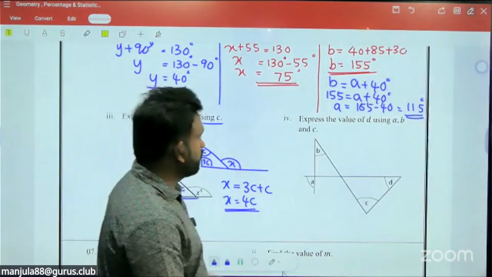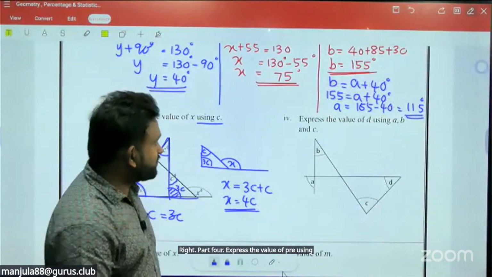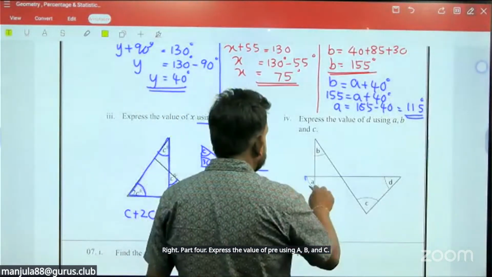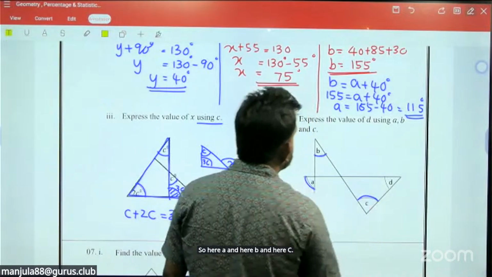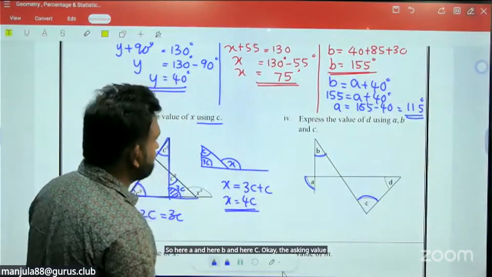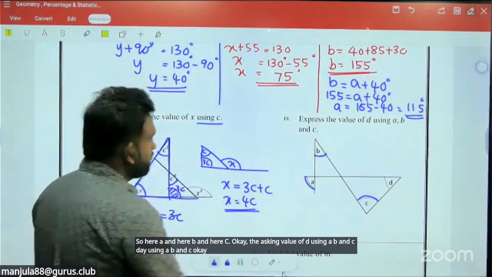Right, part 4. Express the value of D using A, B, and C. So here A, and here B, and here C. Okay, they are asking for the value of D using A, B, and C. Now check this. Mark the information.